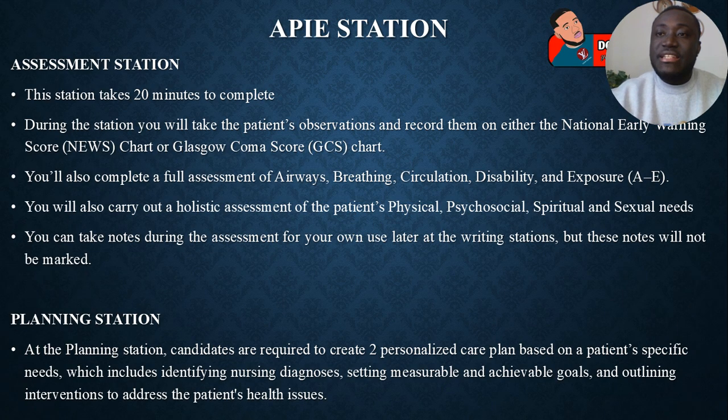The assessment station takes 20 minutes to complete. During the station, you take the patient's vital signs or observations. After taking them, you have to record them on a chart. You can be given a scenario where you'll be using the National Early Warning Score chart, known as the NEWS chart, and then the Glasgow Coma Score chart, also known as a GCS chart.